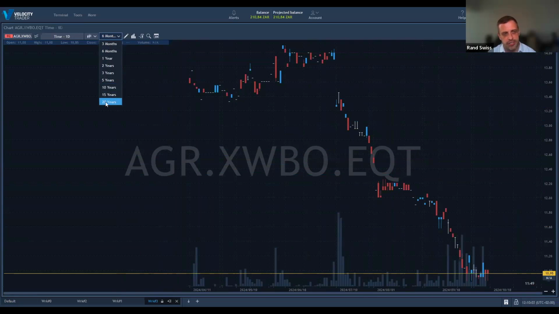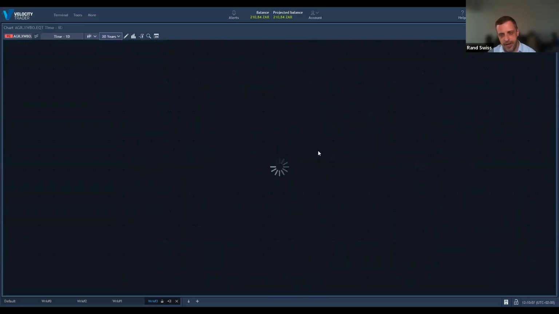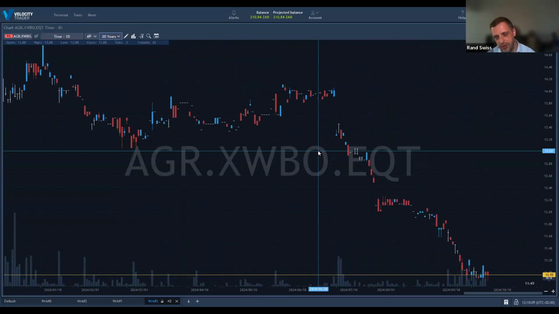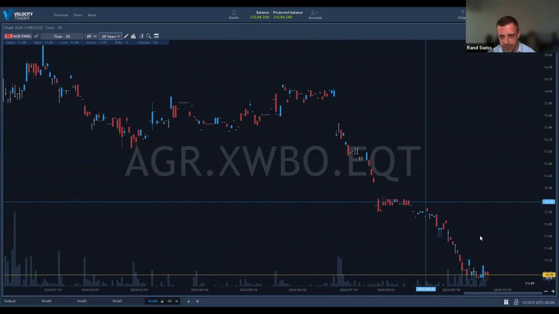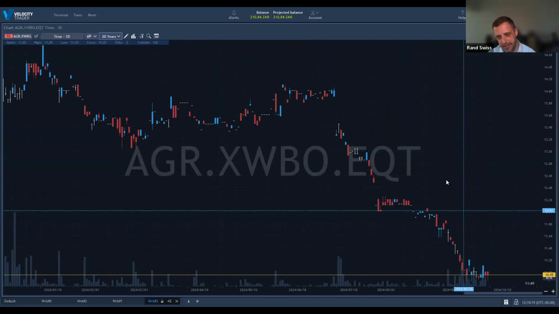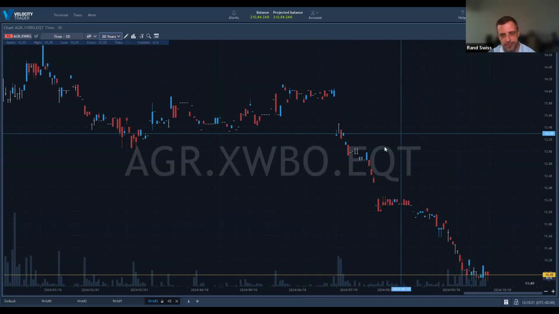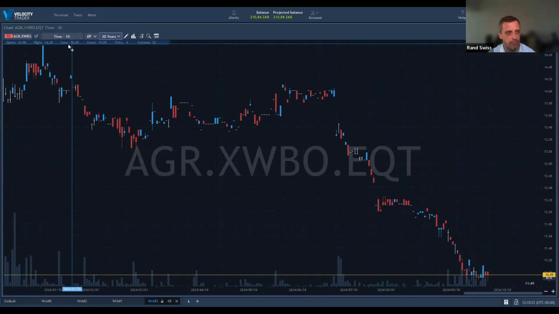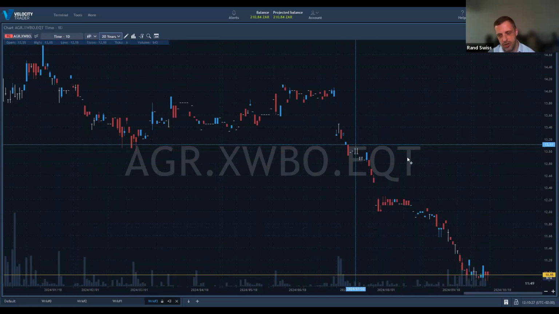What I usually do is I just choose the max one, 20 years. The only time this will really affect you is if you're on a metered connection. So if you don't have an uncapped connection, it's going to use data, but it's minimal data. Basically, the platform is just downloading the data you see here at the top: the open price, the high price, the low, the close, and so on.